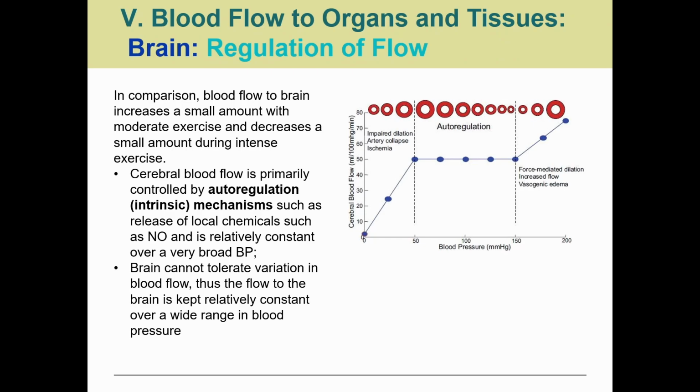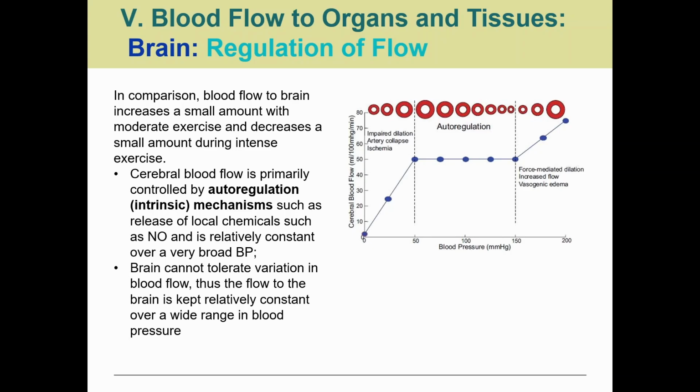Now, when it comes to the changes in blood flow to the brain, blood flow to the brain increases a little bit with moderate exercise, and it decreases a little bit during intense exercise. So generally, if we think about it, it's not changing a whole lot in terms of the actual blood flow. The percentage in terms of how much blood moves per minute, right, may look very different, but the actual amount of blood is not really going to shift.